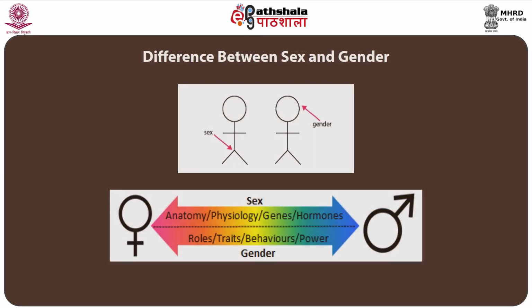Thus, one can say that sex is anatomy, physiology, genes and hormones, and gender is the roles, traits, behavior and power.